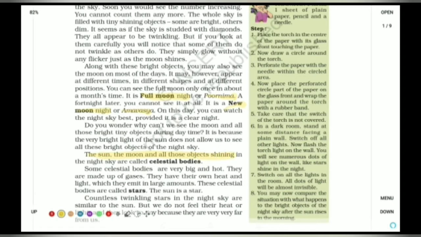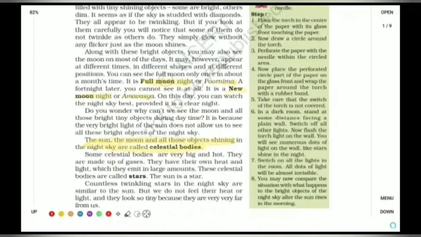Some celestial objects are really very big and hot, for example, our sun. They are made up of gases. They have their own heat and light, which they emit in large amounts, as we call sunlight. There are many stars, excluding the sun too. These celestial objects are called stars. The sun is a star, right? We have already taken the example of the sun.